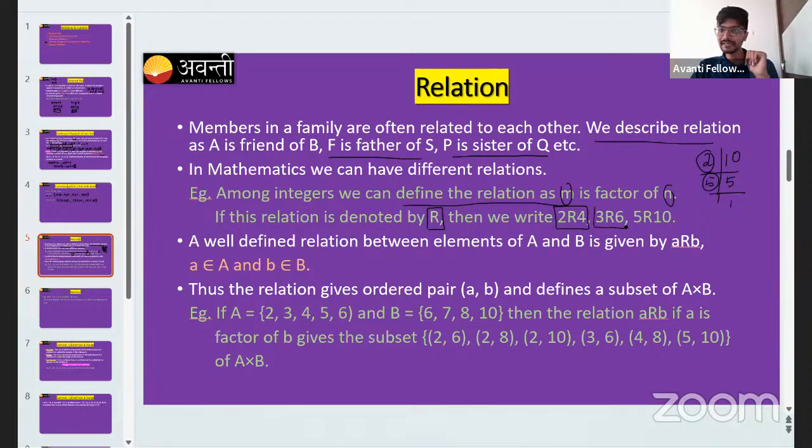Similarly, 3 is a factor of 6, meaning 6 comes in the table of 3. 3 1s are 3, 3 2s are 6. 5 is a factor of 10, meaning 10 comes in the table of 5. 5 1s are 5, 5 2s are 10. So this is how we define relation between numbers. We can define infinitely many relations, as we all know. Now, let us go through some notations. 2R4 means 2 is a factor of 4, depending on what R is defined as. So this is a notation. A well-defined relation between elements of A and B is given by A R B. We already saw 2 and 4.